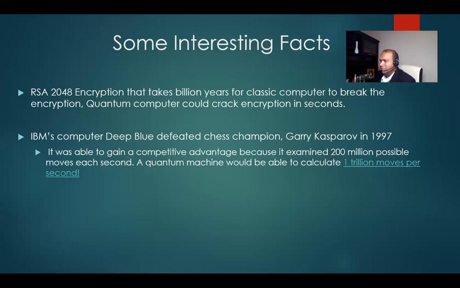And then IBM's Deep Blue defeated the chess champion Gary Kasparov, right? It was able to gain the competitive advantage because it examined 200 million possible moves each second. Imagine 200 million possible moves, and how many moves can a human brain do? X number, right? And a quantum machine would be able to calculate 1 trillion moves per second. So this 200 million was with a classical computer, the IBM computer, and with quantum, 1 trillion moves.